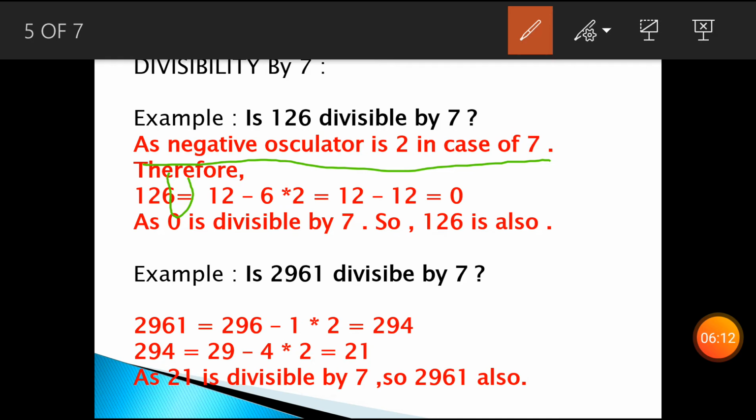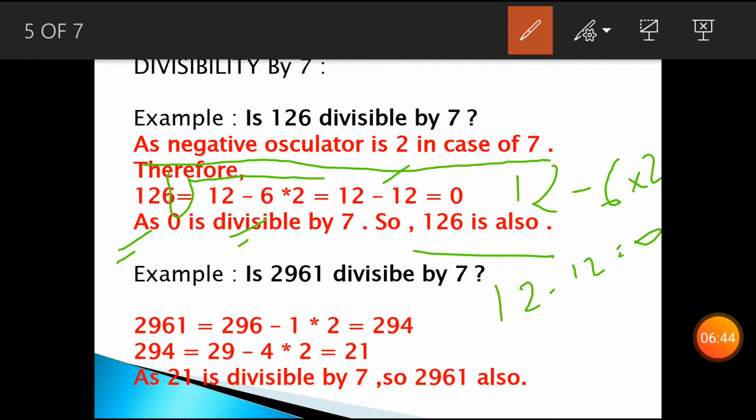So what is left with us? 12. We are going to write a subtraction, 12 minus. Why? Because it is a negative oscillator. This is the use of the negative oscillator. So 12 minus the last digit, which was 6, and the oscillator value is 2, so we multiply by 2. Is it clear? So this is 12 minus 12, and the result becomes 0. 0 is divisible by 7, therefore 126 is also divisible by 7. This is the very simple method.